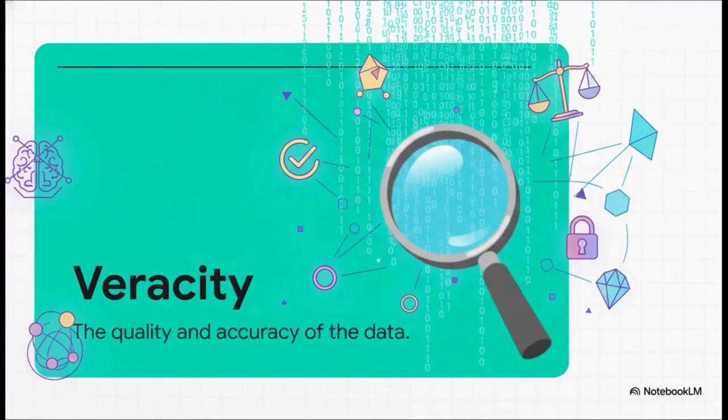Coming to the 4th V, veracity. This one asks a very simple but very important question. Can we even trust all of this data? Is it accurate? Veracity deals with the quality and the reliability, because if the data itself is wrong, then any decision we make based on it will also be wrong.